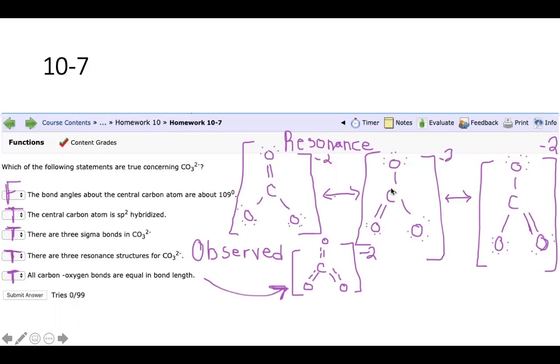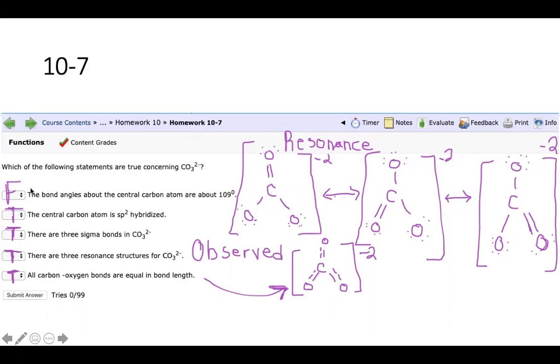So we have the three most stable Lewis structures for carbonate shown right here. Then down on the bottom, we have the observed structure. I didn't show the lone pairs down in this observed structure, but you get the point. They're supposed to be there. Good deal. So if we're going to answer these questions now.